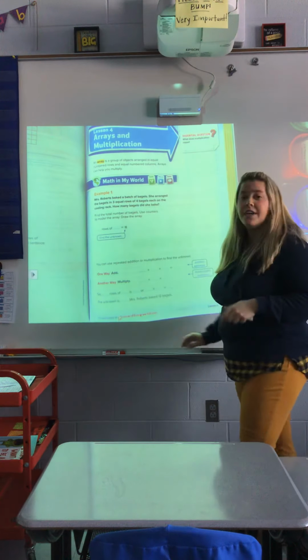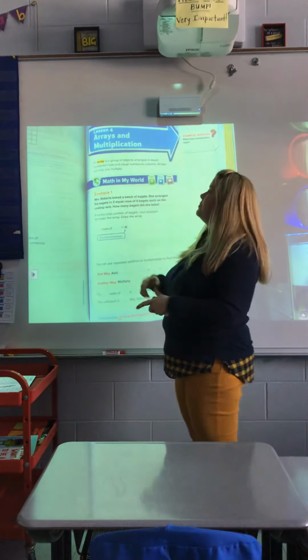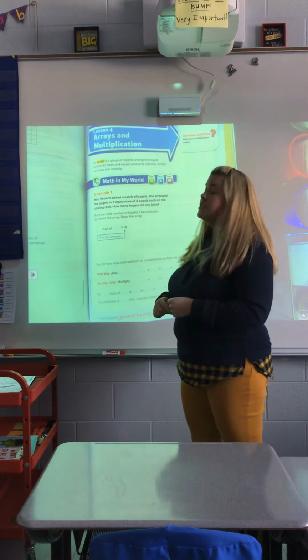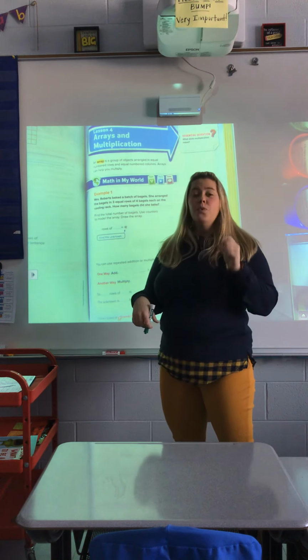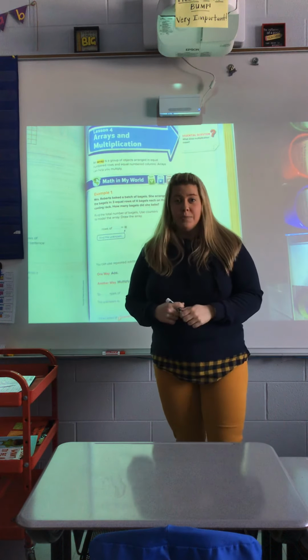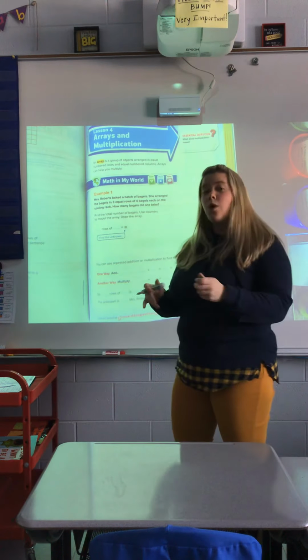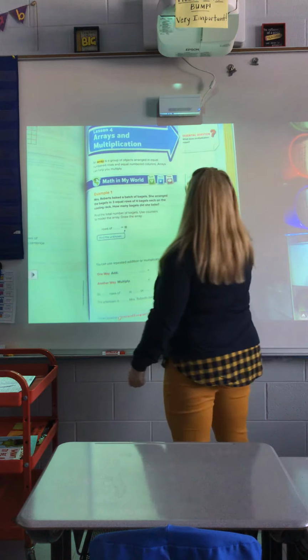Okay, let's look at example 1. Okay, actually, let's rewind. Let's look at the definition. An array is a group of objects arranged in equal numbered rows and equal numbered columns. Arrays can help you multiply. So equal is the key word here. In order for something to be an array, there has to be equal numbers.